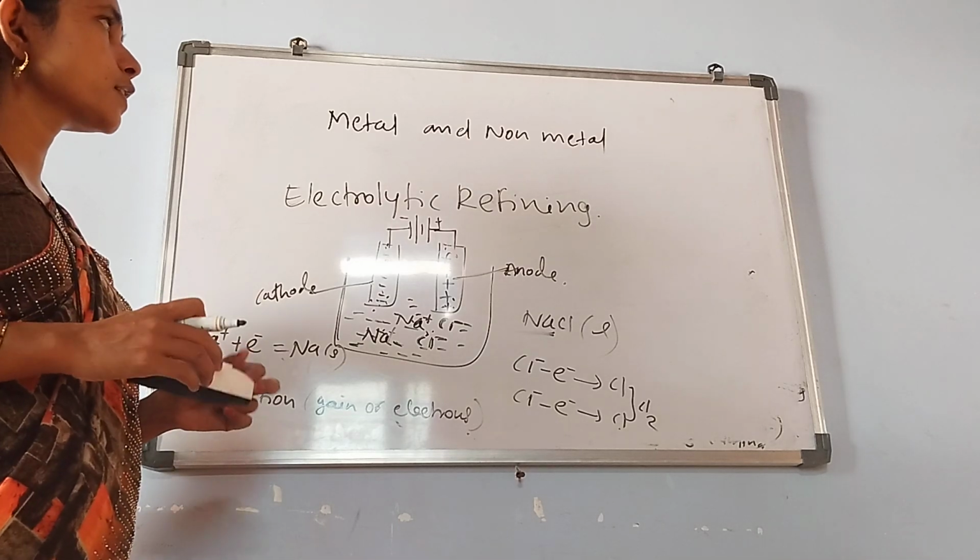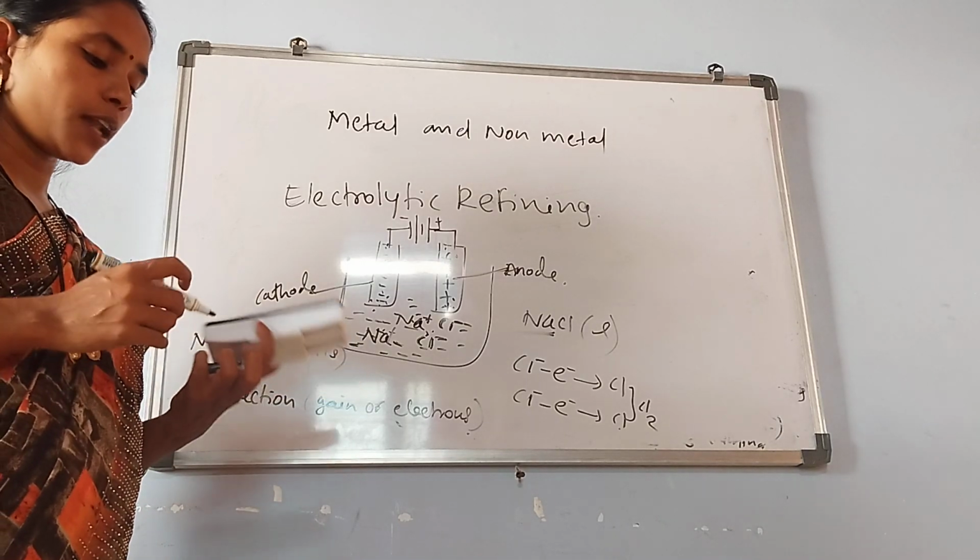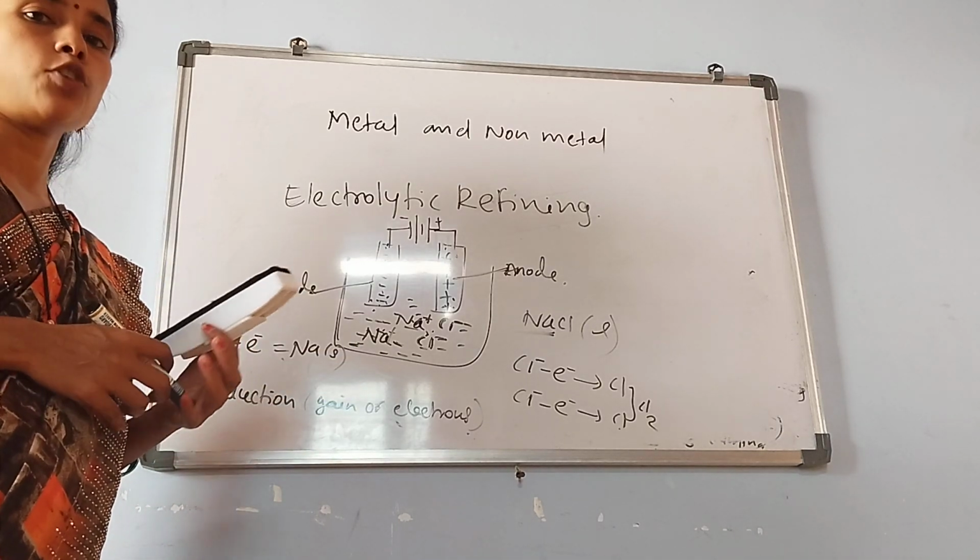Tomorrow I'll discuss alloys. That will be the last part of this chapter on metals and non-metals.